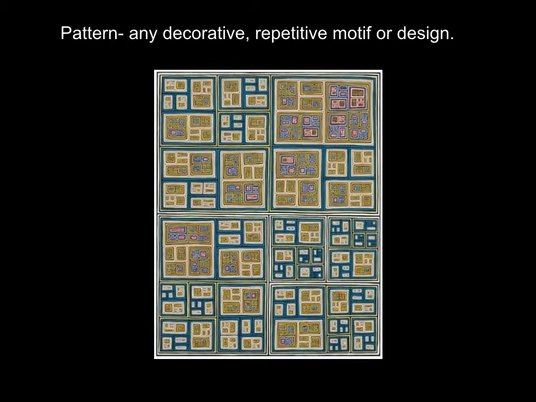Pattern is the next element we're going to talk about, or any decorative, repetitive motif or design. Pattern gives a visual texture, but it can also create visual buzz or spatial ambiguity. You can see here, what is the repeated pattern? It's variations of squares and rectangles, right?